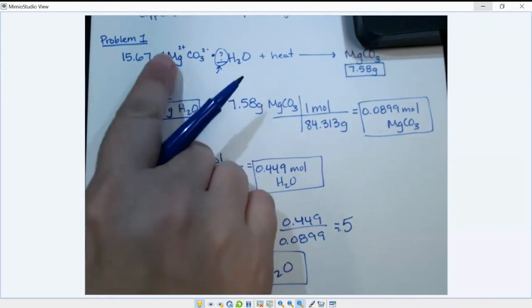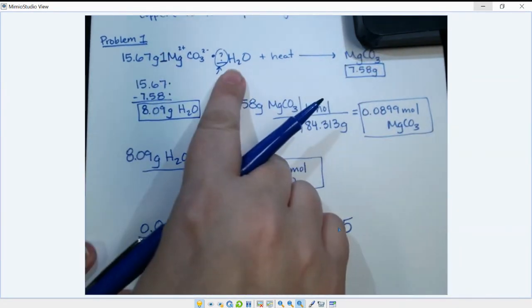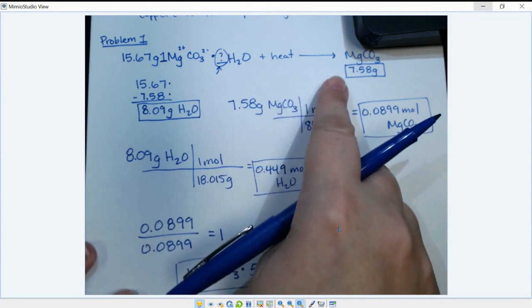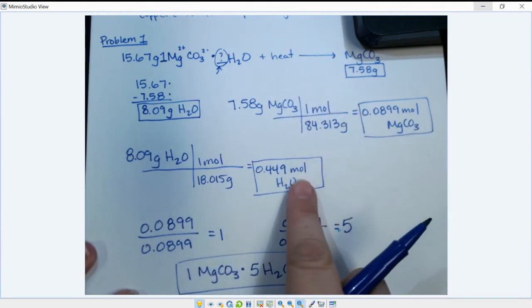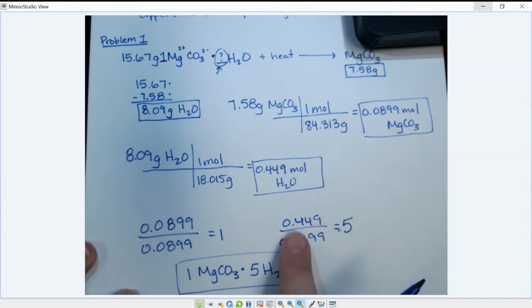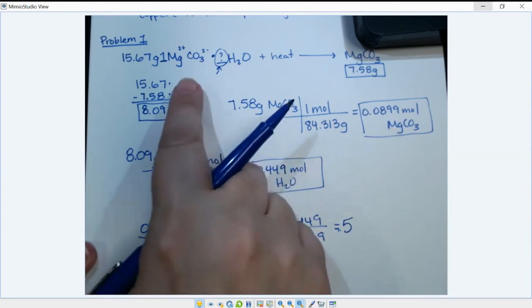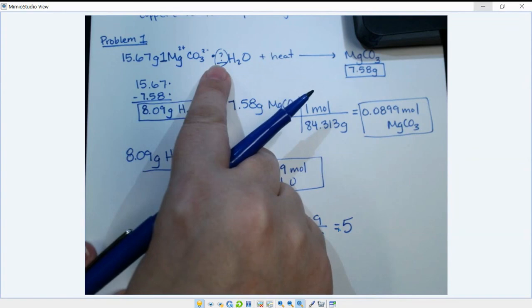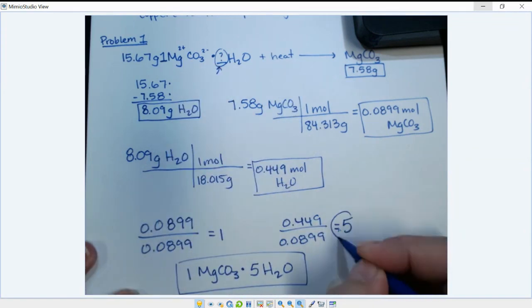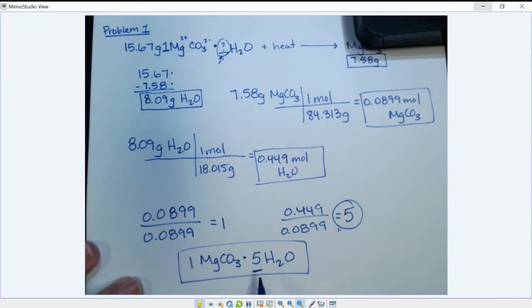So step 1, do the subtraction to figure out how much water was lost through heating. Step 2, convert the mass of water and the mass of your anhydrous salt to moles by dividing by their respective molar masses. Step 3, divide both of their numbers of moles by the smallest between the two, which should be your anhydrous salt, because we're trying to force that to be 1 so that we can figure out what this number is. So you divide them both by the smallest, and that tells you the ratio. And then that value lets you know what that number is for the hydrate.